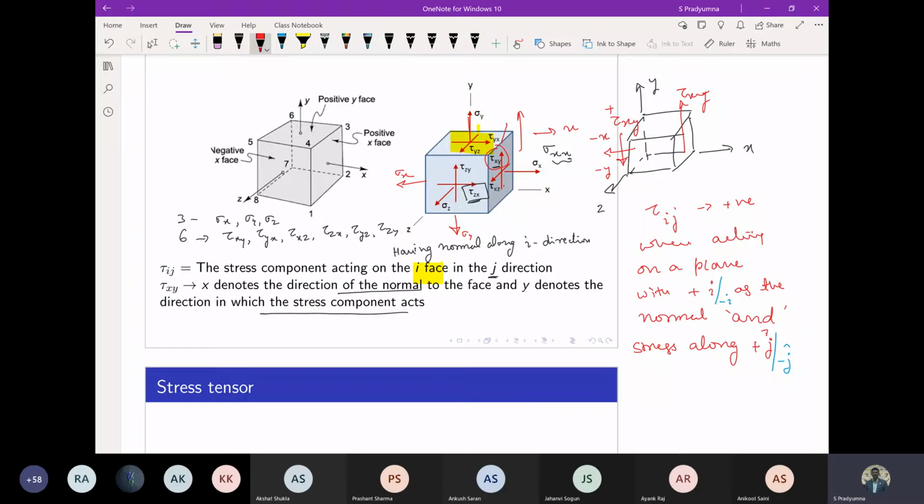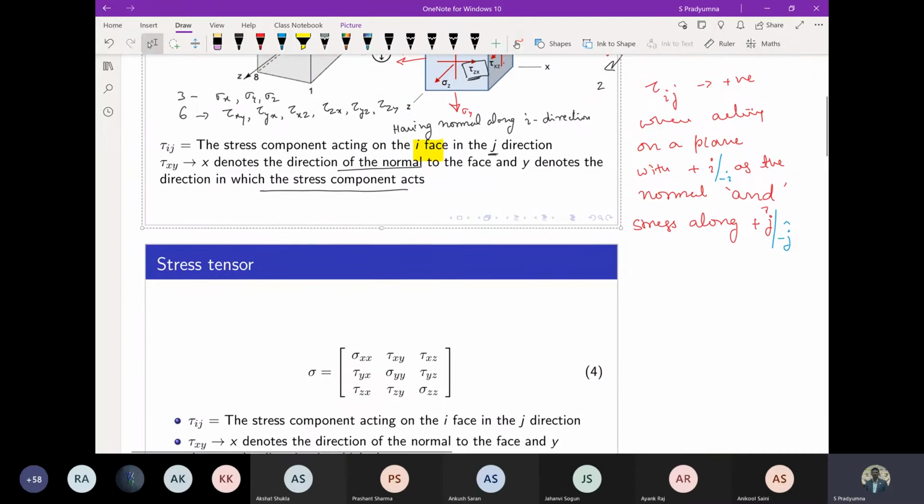That means any phase we call it as positive x phase because the normal of this plane is along the positive x axis. This is positive y phase because the normal is along the positive y direction. This is the negative x phase, right? Because the outward normal goes towards the negative x direction. So similarly, we can define the different directions.